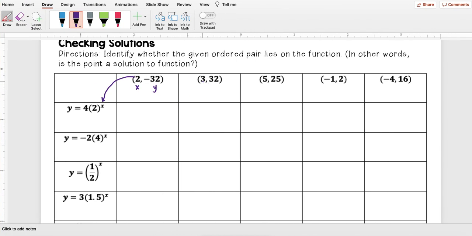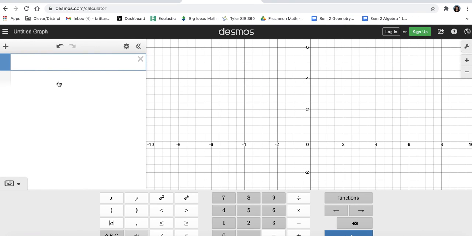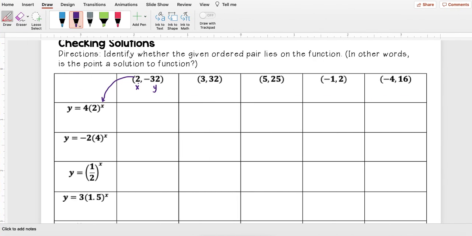Okay, let's try that next one. Now I'm looking, if I plug in 3, do I get 32? Okay, so I have 4 times 2. When I raise it to the third power, I see I do get 32. So that means that this one would be a solution.